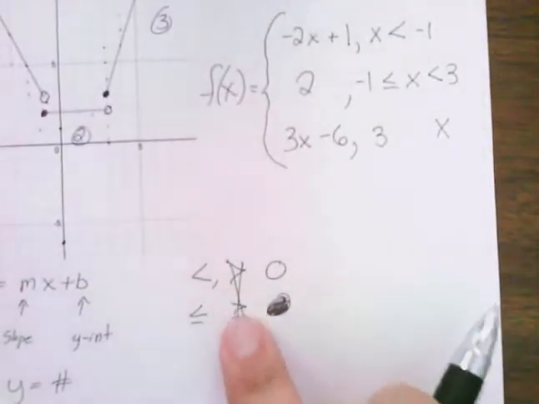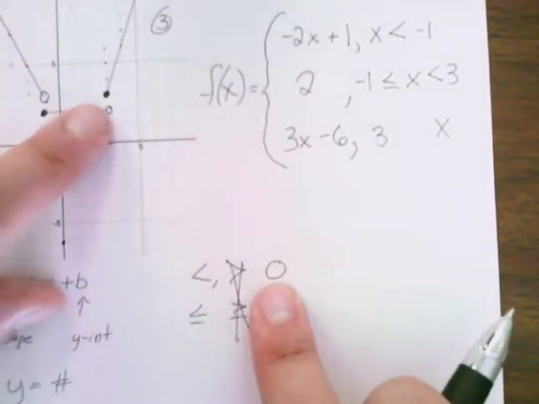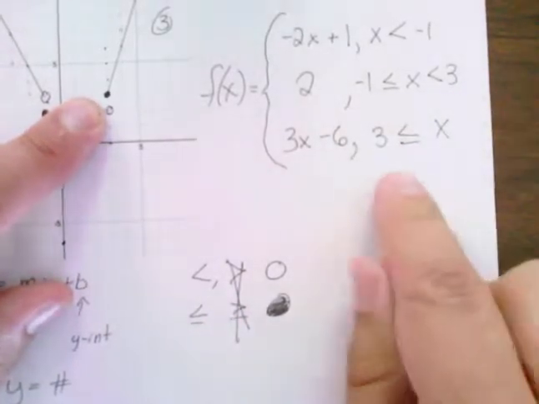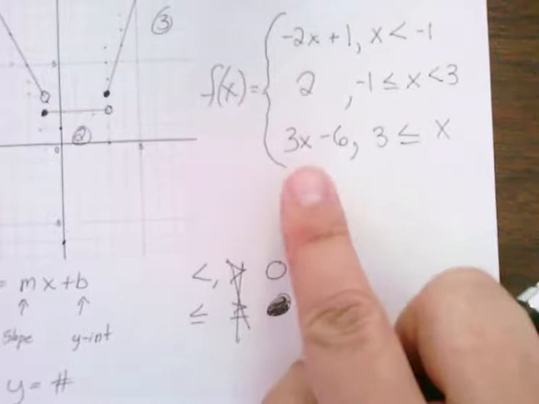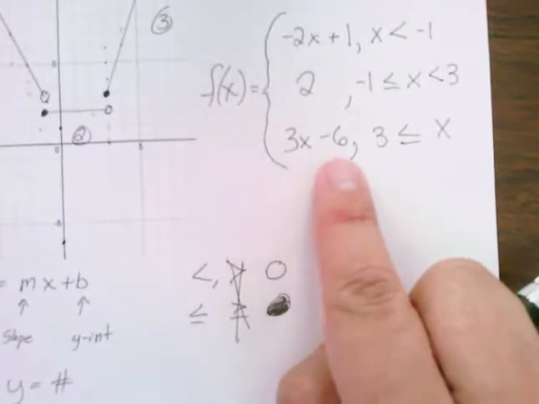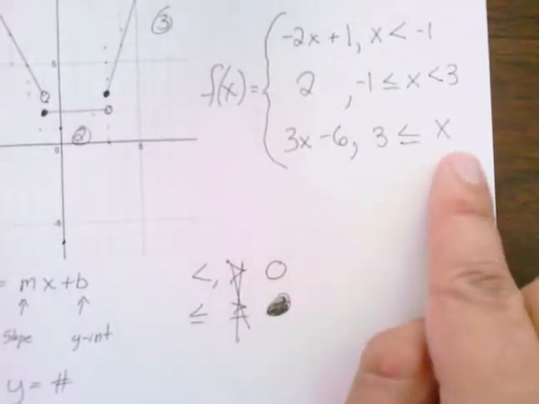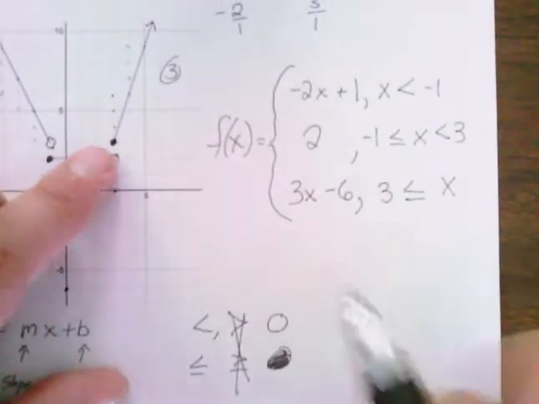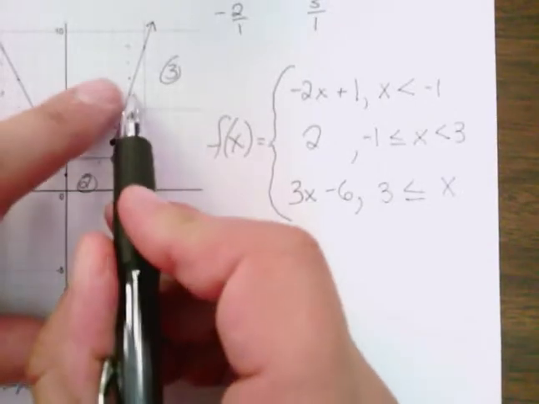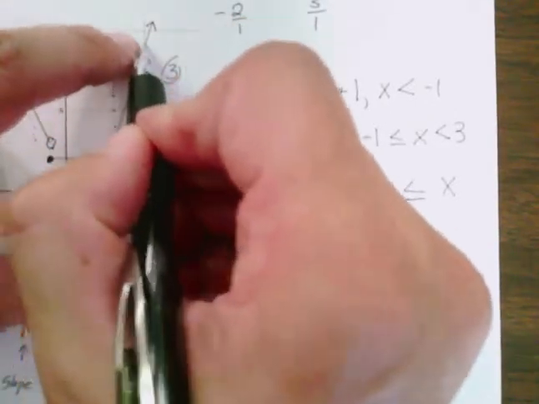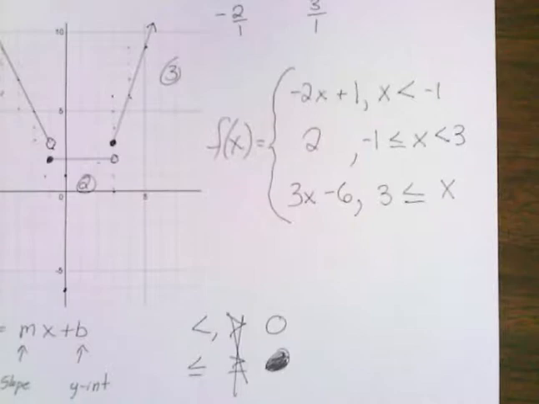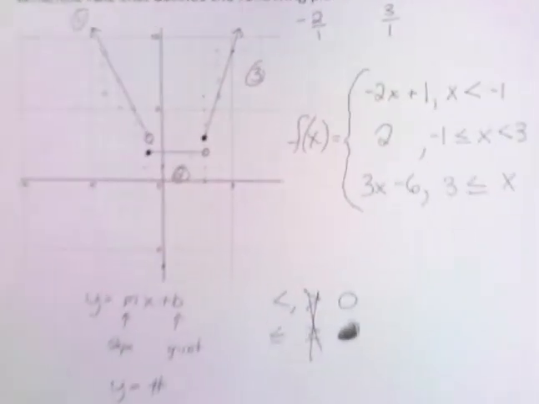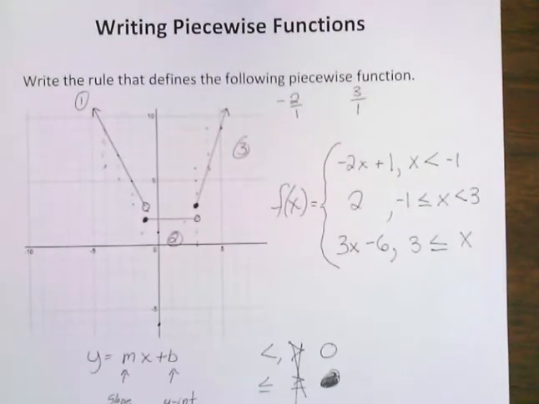Finally, we just need to use the correct inequality based on the open or closed circle. It is a closed circle, so I'm going to use greater than or equal to. So what we have here for the third piece of my piecewise function is the equation y equals 3x minus 6, and I want all the x values that are greater than or equal to 3. X values that are greater than or equal to 3 would be 3, 4, 5, 6, 7. So that is writing a piecewise function. I hope this quick little review helped you out.